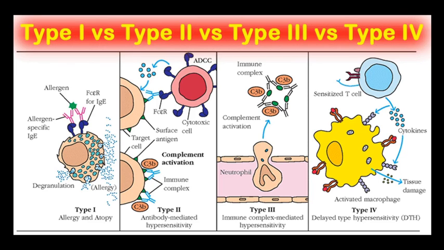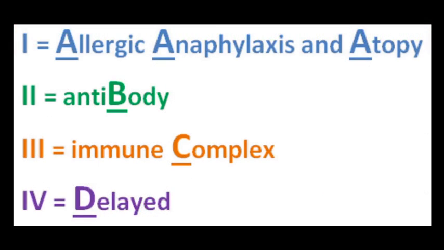Type 2 is mostly IgG and IgM mediated. Type 3 is where immune complexes are formed and it leads to inflammation. Finally, type 4 is where T cells activate chronic inflammation. So let's move to the next slide, where we see the 4 types of hypersensitivity.